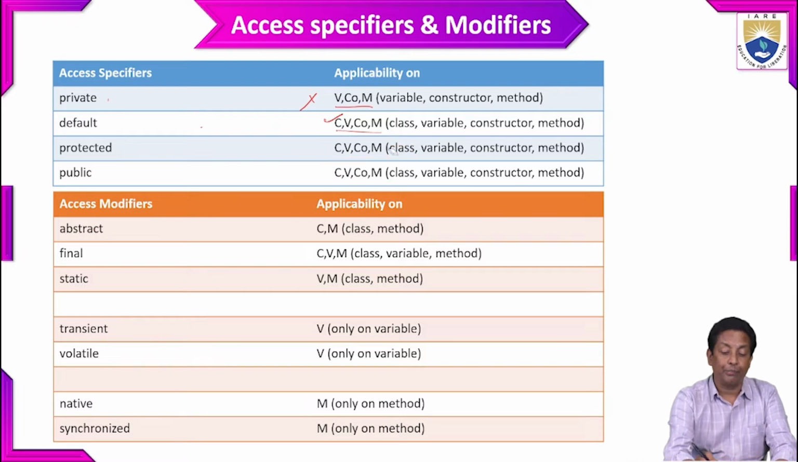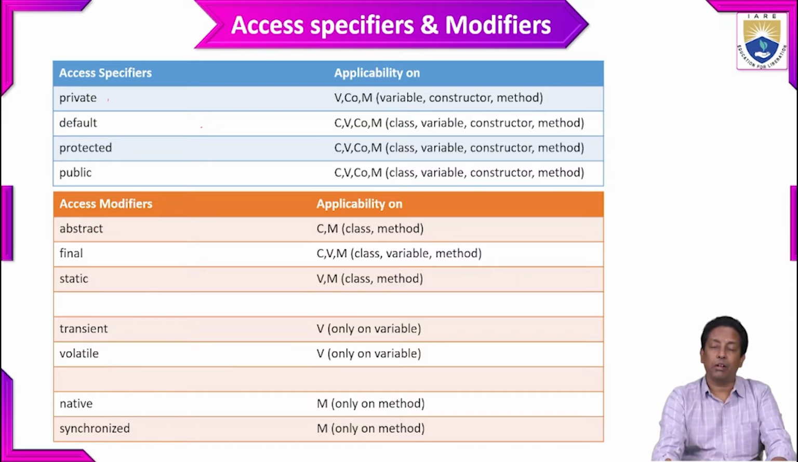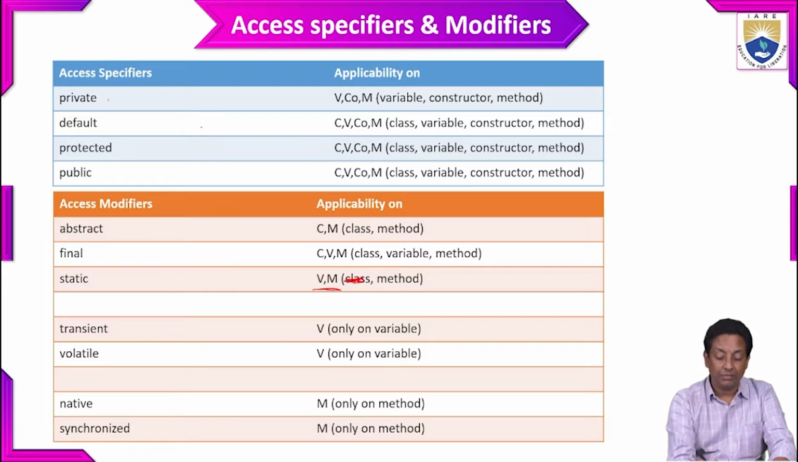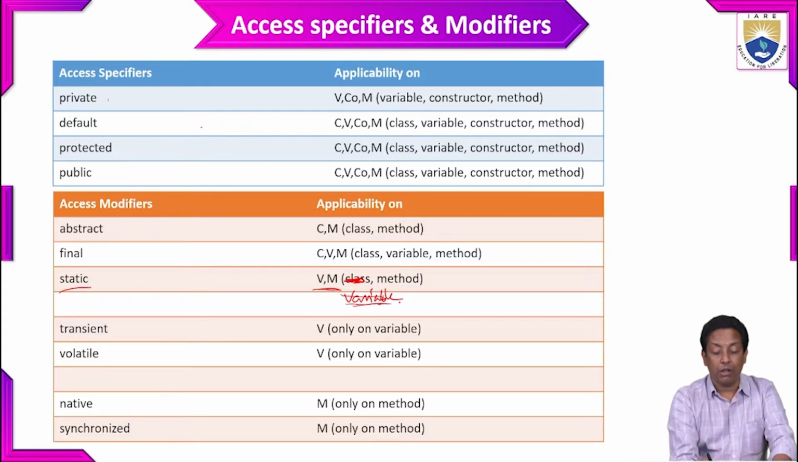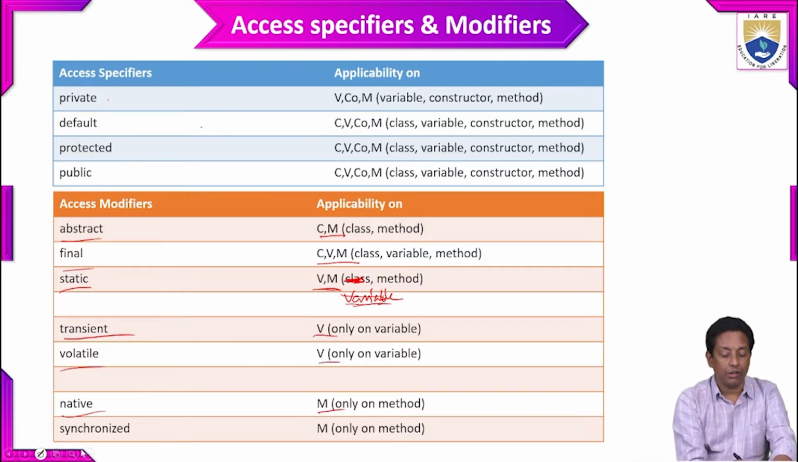The next, static. Static can be applied on variable, static can be applied on method, but static cannot be applied on class. Constructors are out of discussion. Only variable and method. These are small mistakes I didn't observe. So static can be applied only on variable and method, but not to the class. Final, class, variable, method. Abstract, class and method. Transient, only on variable. Volatile, only on variable. Native, only on method. Synchronized, only on method.